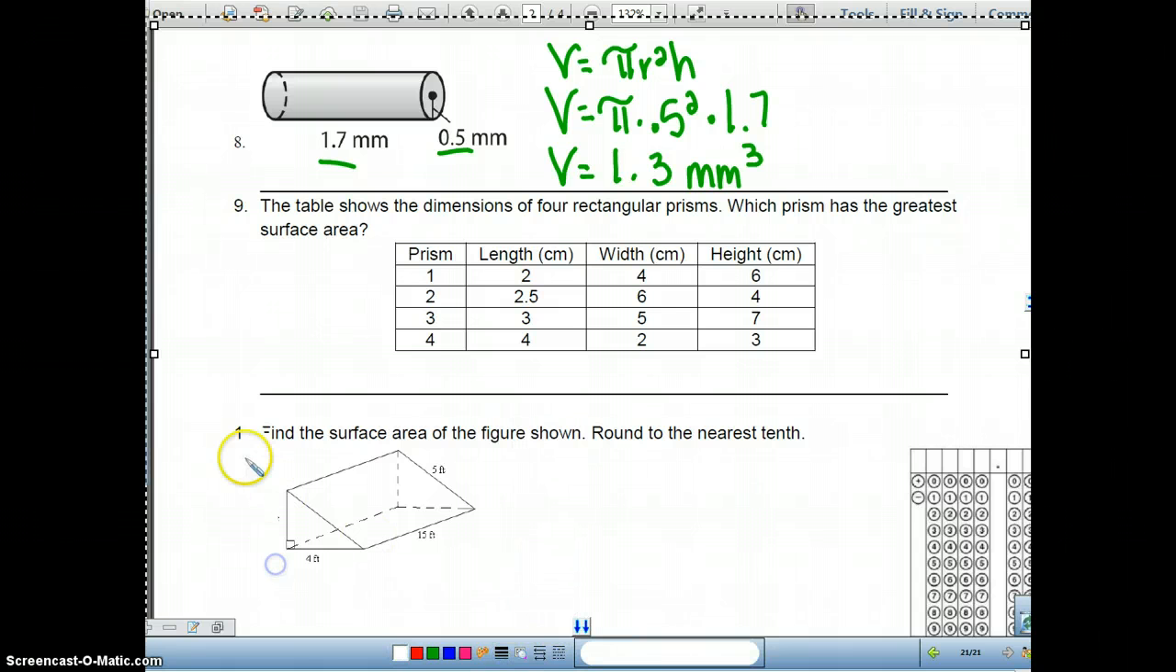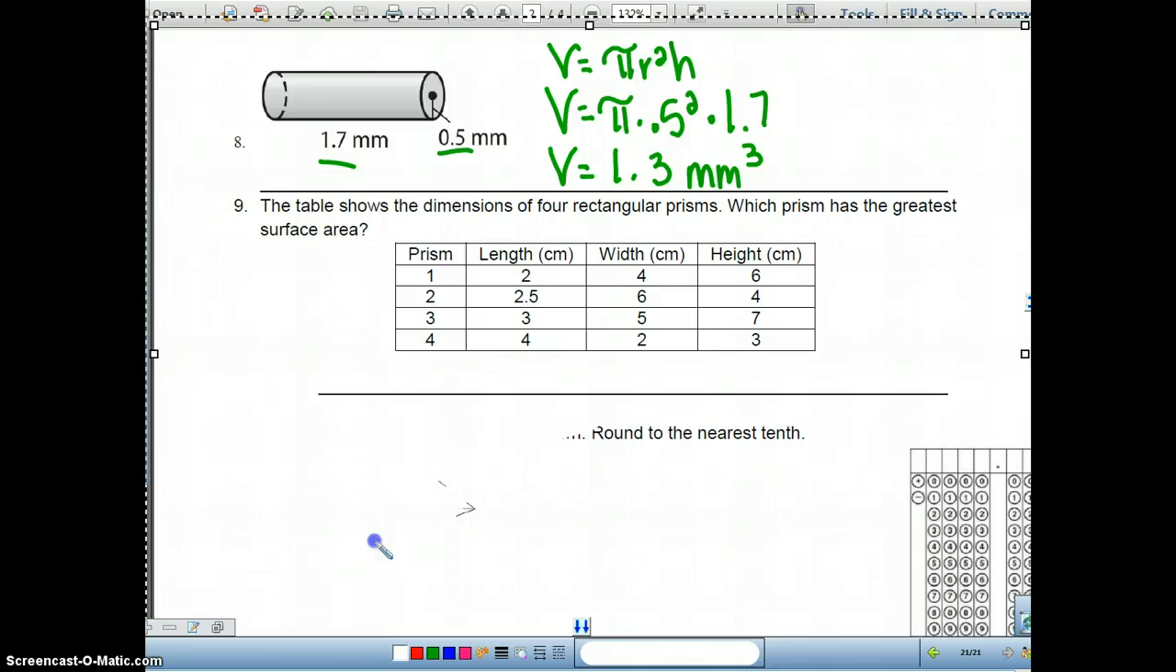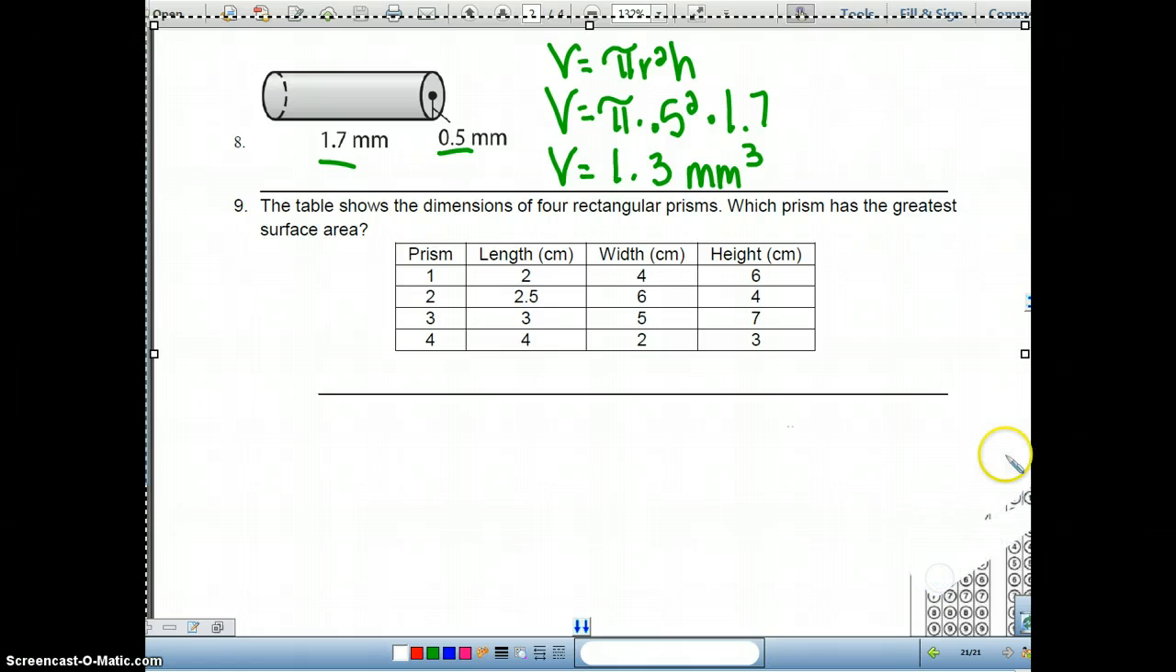Give me just a second to get this out of the way. Start looking at it, thinking about a formula for it. So what kind of formula are we going to use and what are we doing here? Somebody read the question to us. The table shows the dimensions of 4 rectangular prisms. Which prism has the greatest surface area?